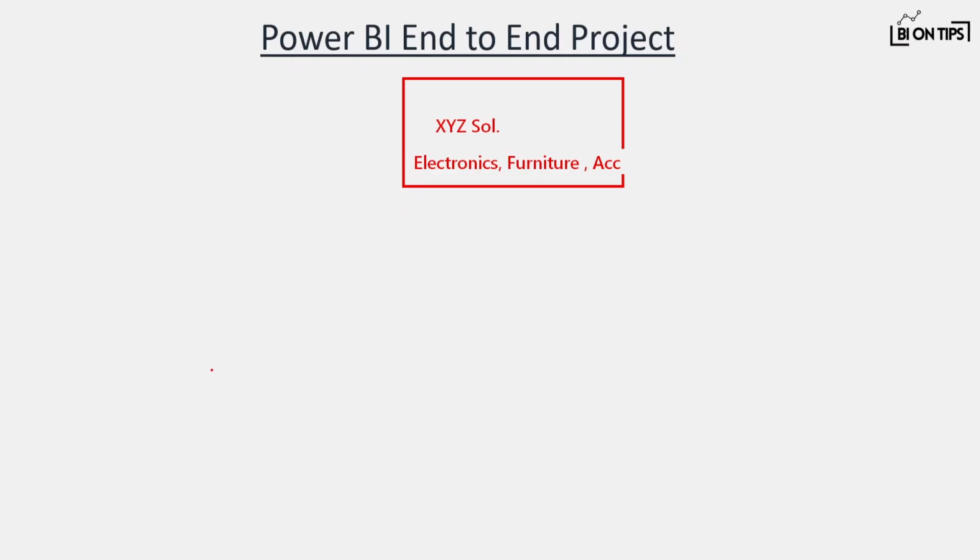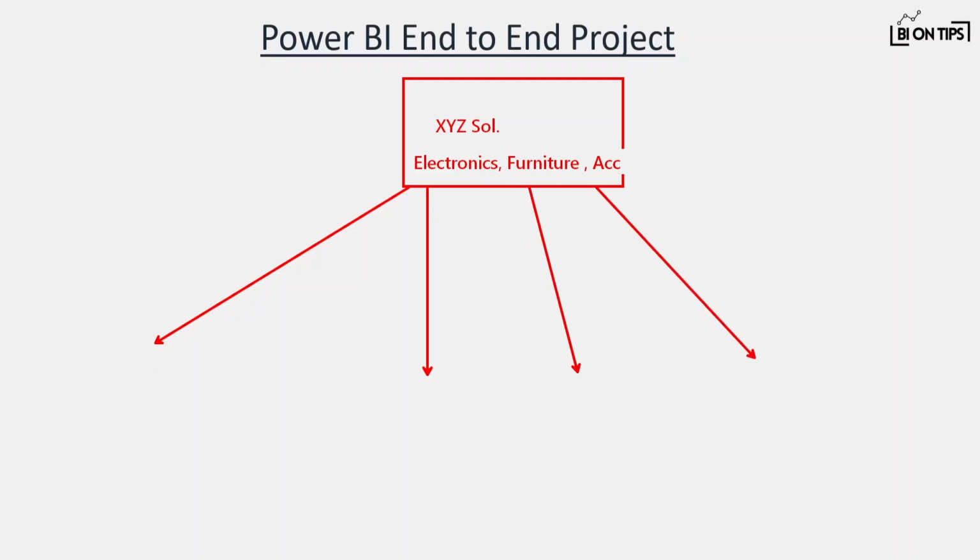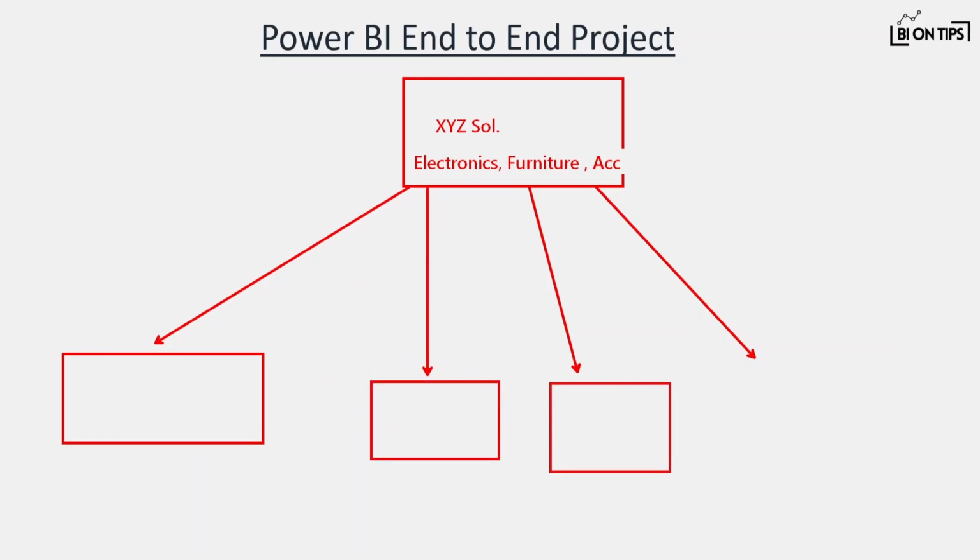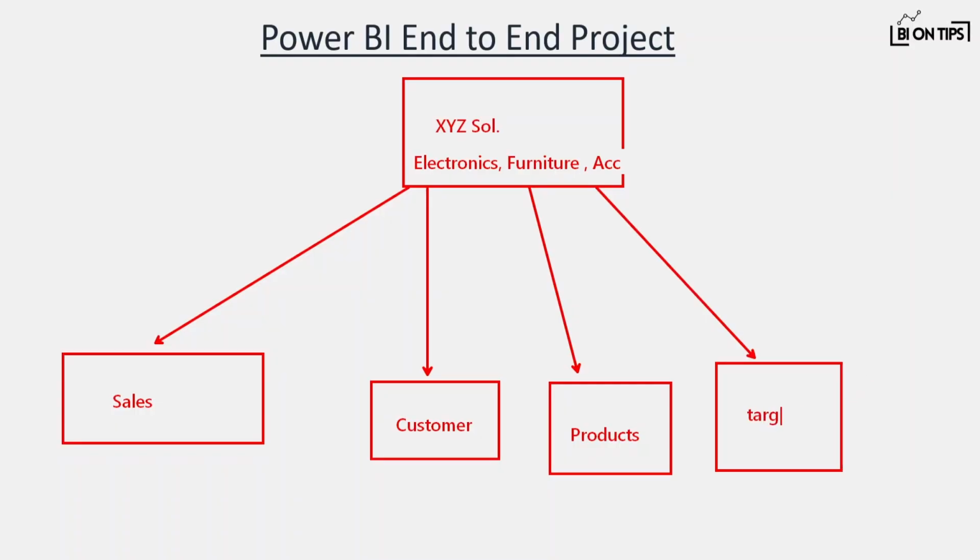So, just for clarification, we have sales data, products data, customer data, and sales target. Basically, we have four different types of data here. We have sales, we have customer data, and we have products data, and then we also have targets.